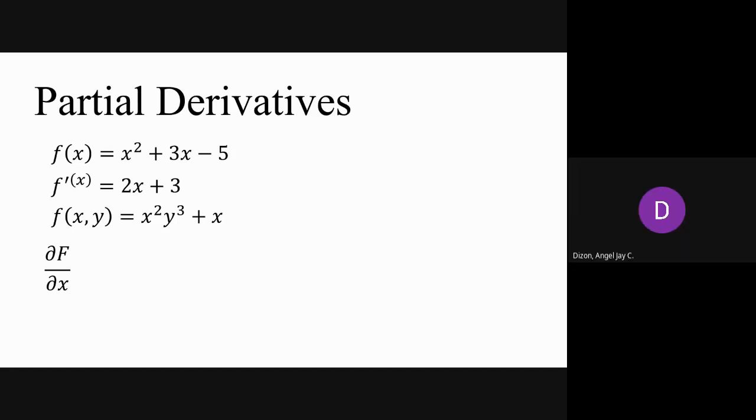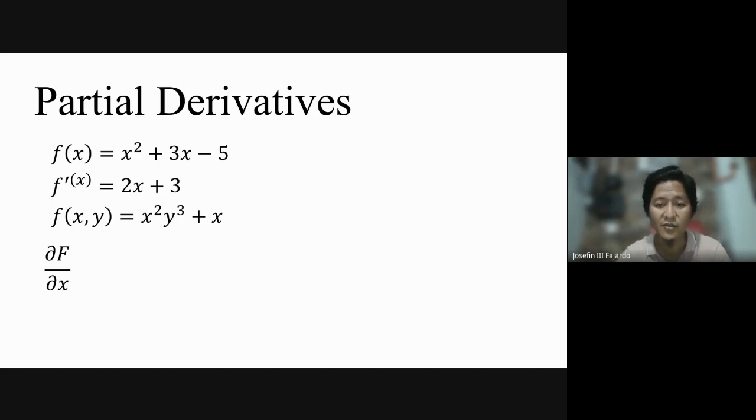Opo, sir. Okay, so when you take the derivative, si y cube, you will treat y cube as constant. So when you take the derivative now, i-treat nyo lang yung x as yung usual derivative, si y, you will treat this as a constant. So when you take the partial derivative of f with respect to x, this will be 2x, and then just copy y cube kasi you'll treat it as constant. Diba? When you take the derivative na may constant, you just copy the constant.